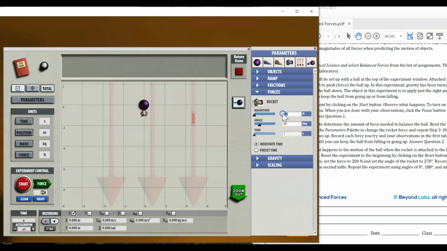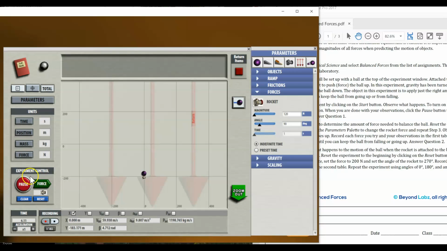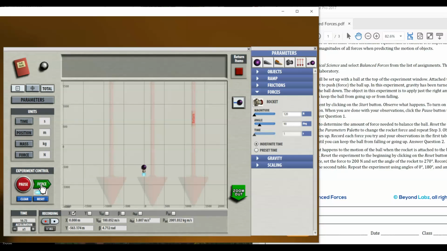So let me try this. I'm going to say 120. I enter 120 on the keyboard and hit enter. All right, then go to start. Now, when I first start, there is no external force. The rocket has not exerted any force. For the rocket to exert force, I have to click force. Now you can see that.